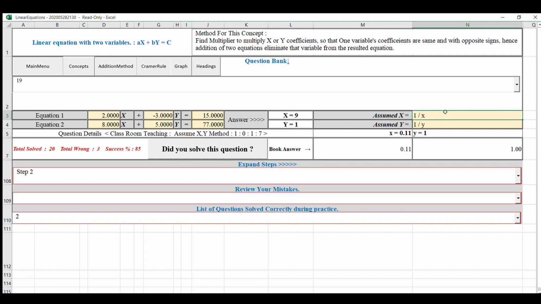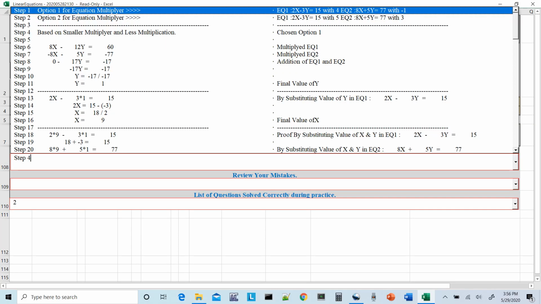So the trick here is, for the time being, you assume 1 upon x is equal to capital X and 1 upon y is equal to capital Y. Once you replace that 1 upon x with capital X, look at it, it's a variable which does not have a denominator. So the trick here is getting rid of the variable which is in the denominator. That is the reason you assume a new variable equal to 1 divided by that denominator.